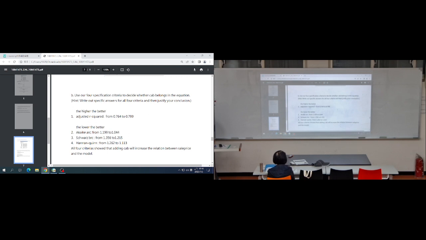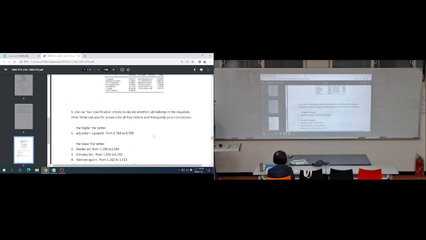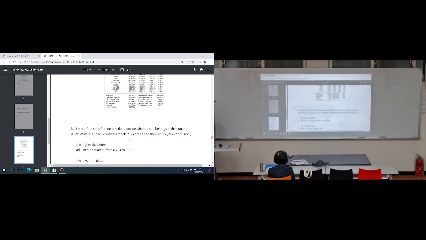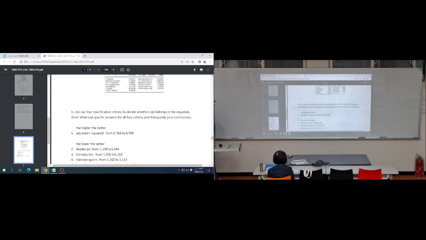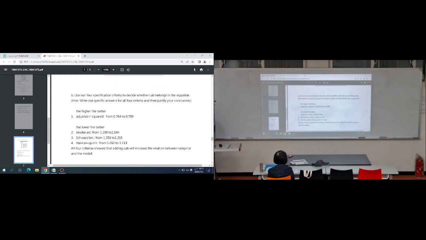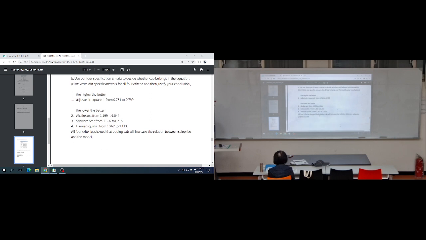The first one is adjust R square. I think I make the same mistake. Adjust R square should not change. Did you use adjusted R square? Yeah, first one. And the higher the better. I made the same mistake in step one. And the lower the better is the AIC, BIC, and Hannan-Quinn. It also decreased. So all the criteria show that the polynomial will increase the relation between sales price and the model.